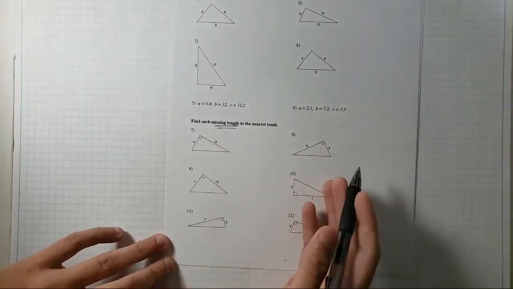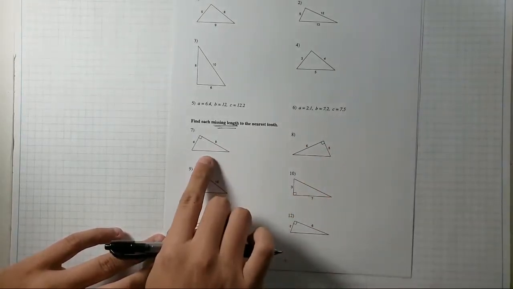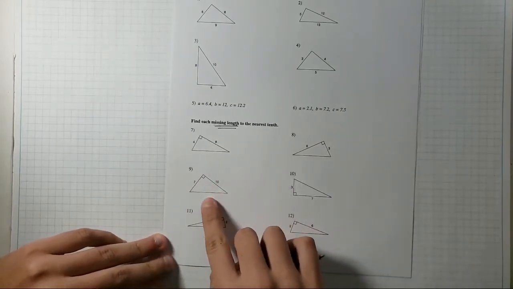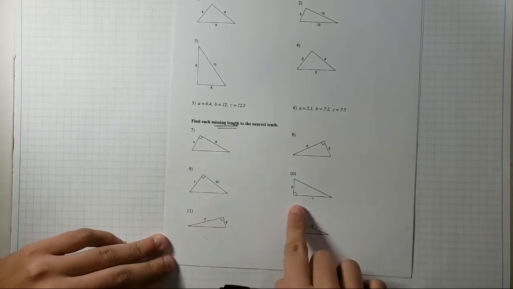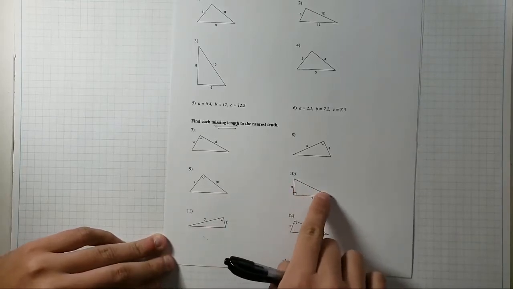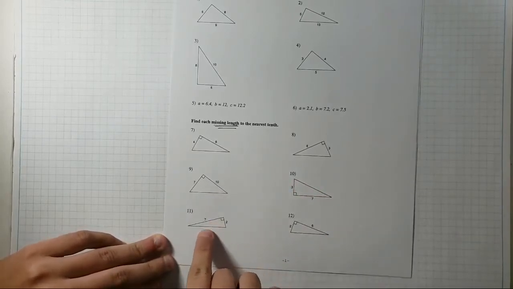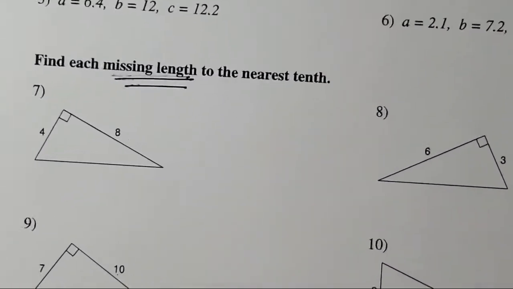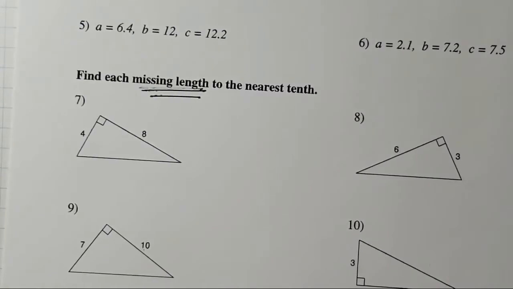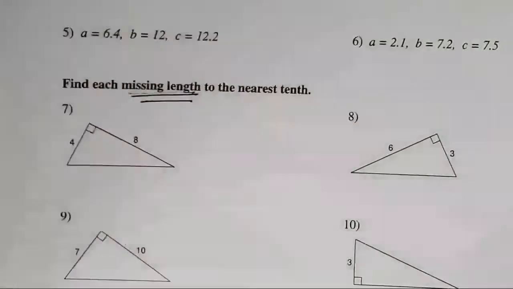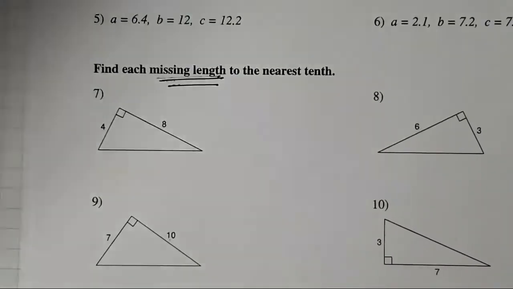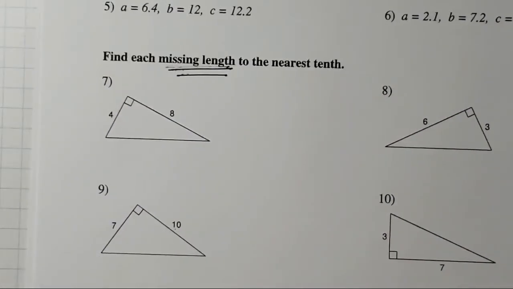So in every one of these triangles, that's going to be this side in this case, and this side in this case, and this hypotenuse here in this case, and here in this case. So hopefully that should look a little bit better. It says find each missing length to the nearest tenth. Right, so let's start off with number 7.